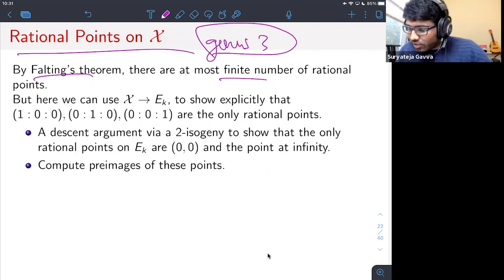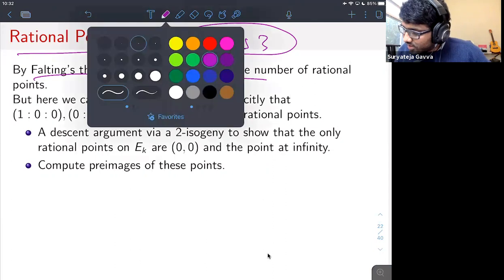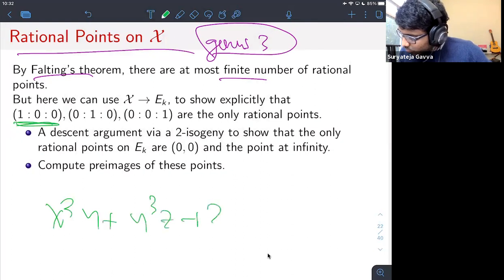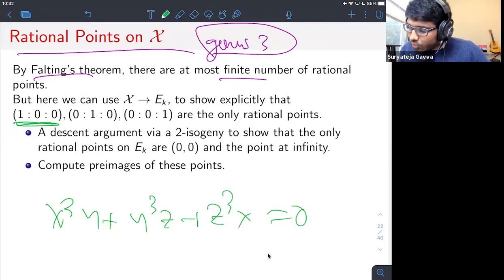Okay, so that is Faltings' theorem abstractly applied to our curve. But in our case, with all this structure, we don't need to apply Faltings' theorem or anything. We can explicitly show that there are finitely many points and we can determine them. In fact, the only rational points satisfying this equation are exactly 1, 0, 0, 0, 1, 0, and 0, 0, 1.